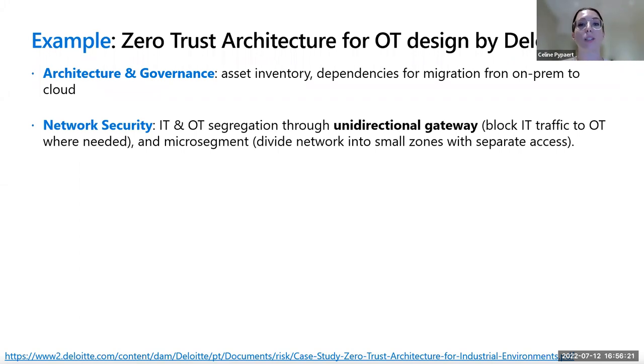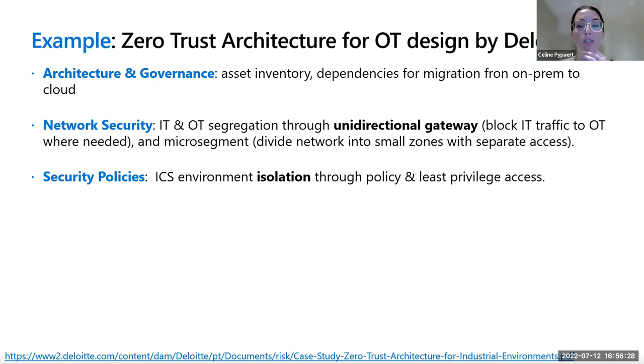Micro segmentation is really important because it means if a part of the network is affected, it's not going to automatically spread to all the rest of it. It'll really greatly reduce that.